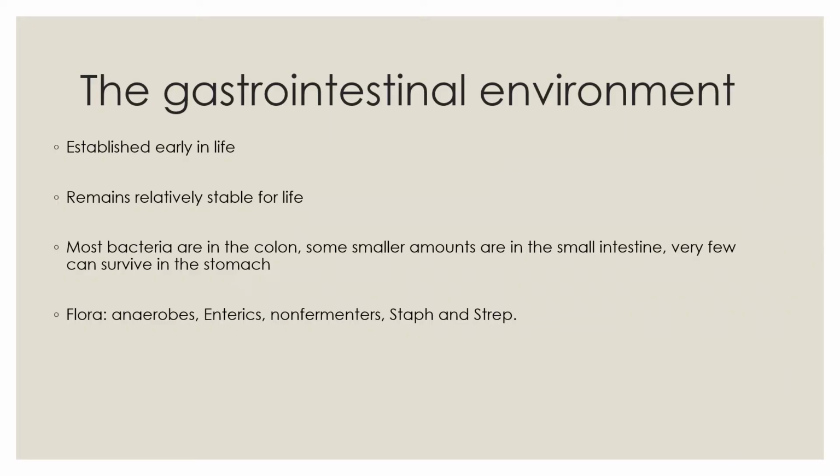So the gastrointestinal environment is established pretty early in life. It remains relatively stable for your life, unless, of course, it is wiped out by antibiotics. Most bacteria are in the colon, and there's fewer amounts in the small intestine, and very few can survive the stomach, and that's because the stomach has a pH of about 1.0. It's very acidic. There's only a few that can survive the stomach. One such example is Shigella. There's a lot of flora in the gastrointestinal tract, including anaerobes, enterics, non-fermenters, staph, and streps. Anaerobes actually outnumber enterics 1,000 to 1.